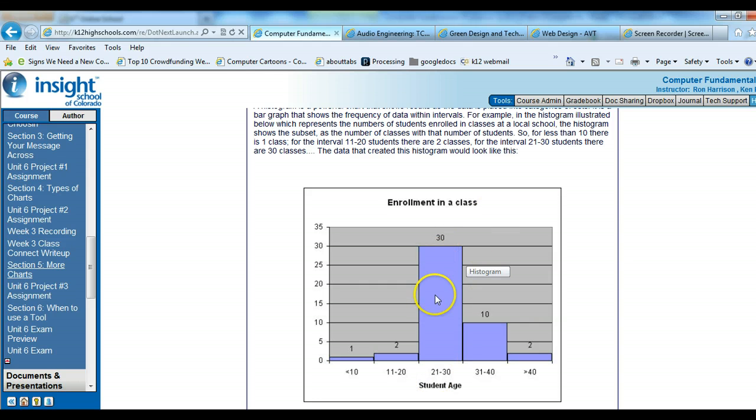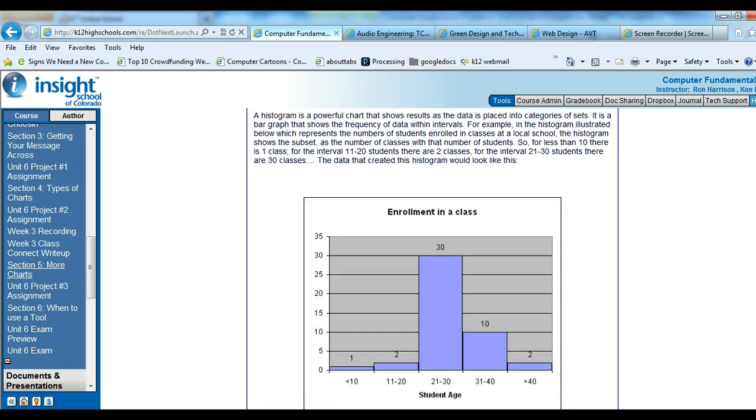So there are 30 students, ages 21 through 30. There are 2 students, ages 11 through 20, and 1 student under 10. Strange, I don't know what kind of class this would be. And then there are 10 students, ages 31 through 40, 2 students older than 40.